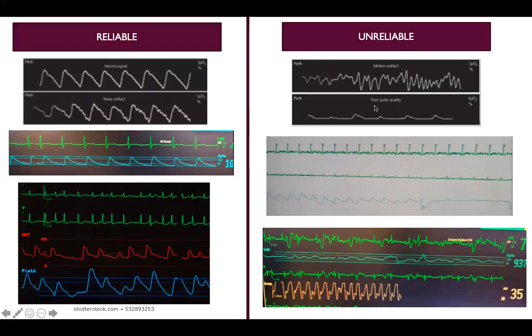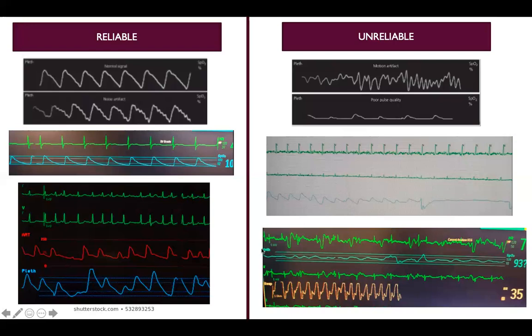So switching over to the unreliable side, this is like, I don't know, the patient's waving around, motion artifact. You don't get a good waveform, or just poor pulse quality if the patient is cold, if they're wearing nail polish, something like that. And then these two graphs here, Dr. Jafari took a picture of. So here you can see that you have a good pleth. It's lining up really well with the heart rate. And then Dr. Jafari, I'm assuming you pushed down on the finger or something, and the pleth flatlines here. So no more good waveform. And as you can see, there's nothing correlating with the heart rate at this point.